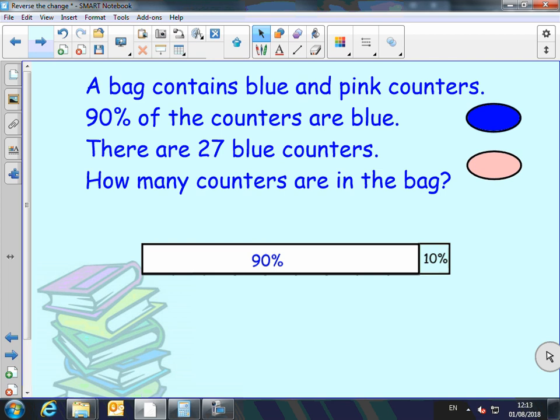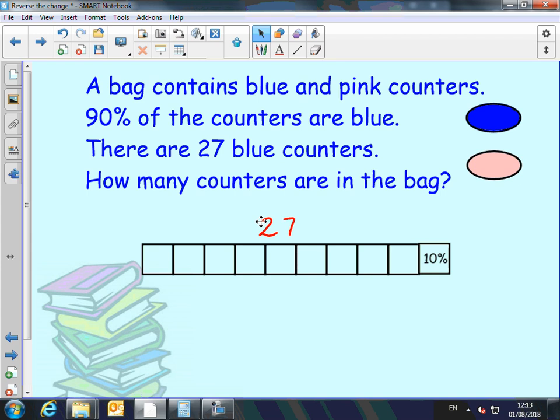So I have shown a bar worth 90%, and then I've added on 10% at the end because that will give us our overall value of how many counters are in the bag. So that 90% is equal to 27 counters. If we split the 90% up into 10%, we can see that we've got nine 10%s.